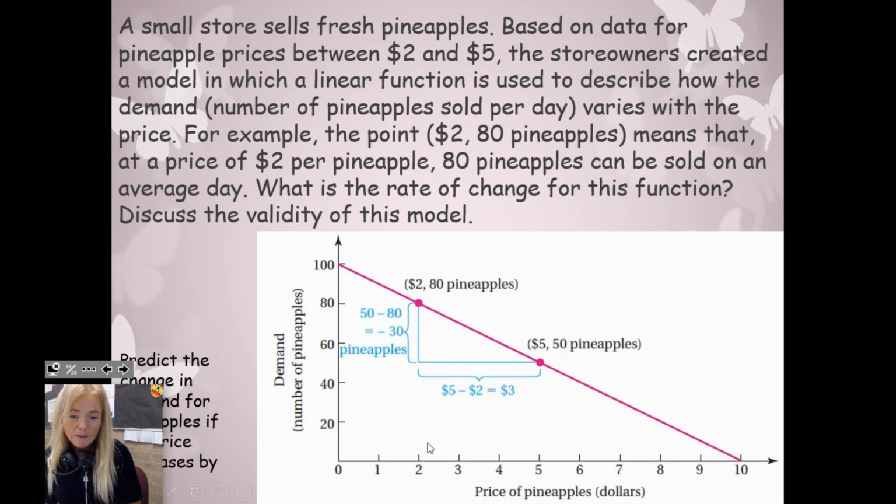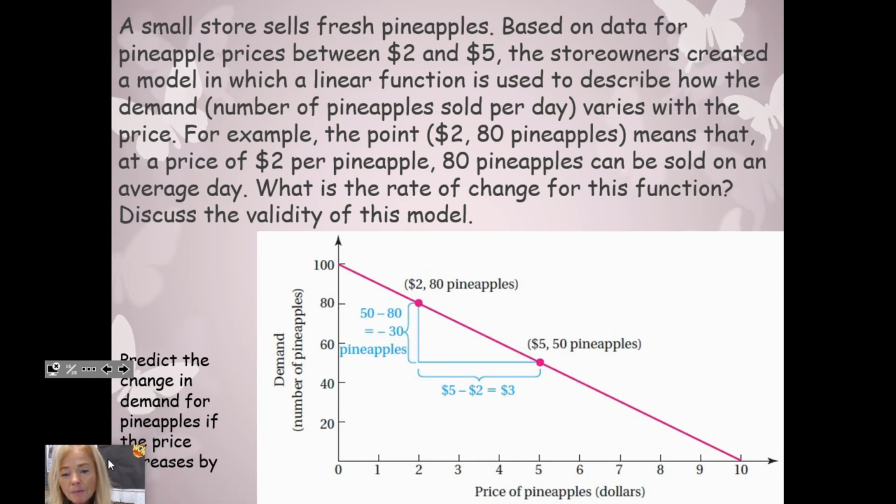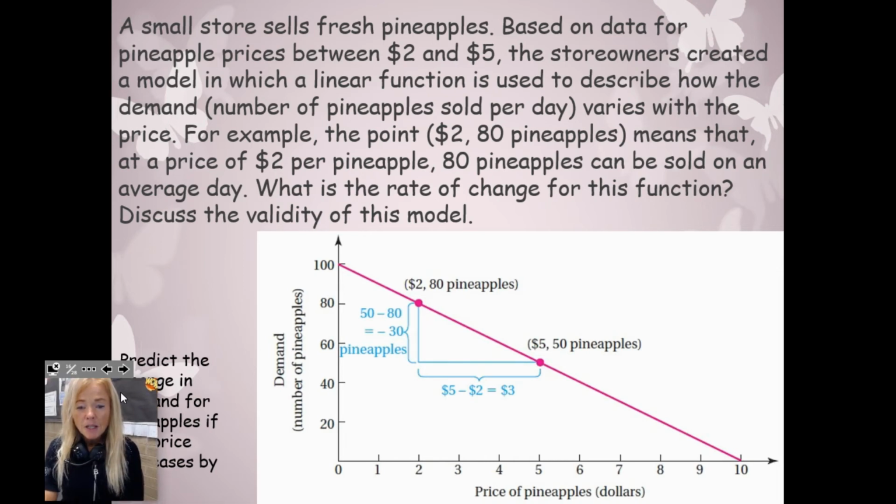It is valid for this model as long as the rate of change stays constant, which it probably will with each day. All right, and it also says under here, predict the change in demand for pineapples if the price increases by $3. Well, if it increases by $3, then you would take $3 and multiply it by the rate of change, which is -10, and you would have -30 pineapples. And so that would mean that you would sell 30 fewer pineapples if you sold them at $3 more per pineapple, right?